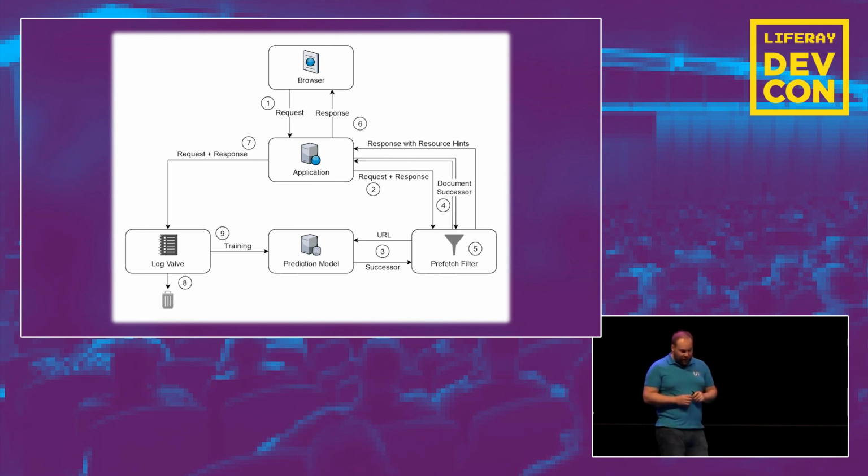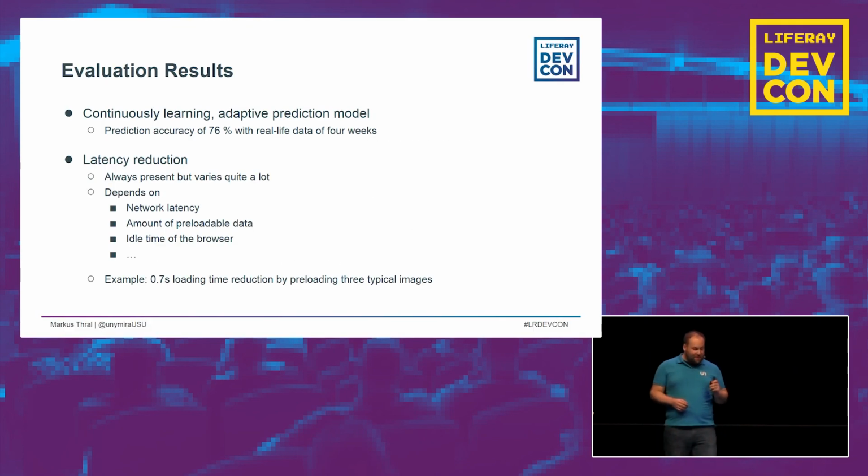Okay, I could tell a lot, but we also evaluated our model. So we used real-life data of 4 weeks to train and let the model predict the successors. In 76% of all cases where the model determines the successor with a higher probability than 50%, the prediction was correct. And that's quite a good value.